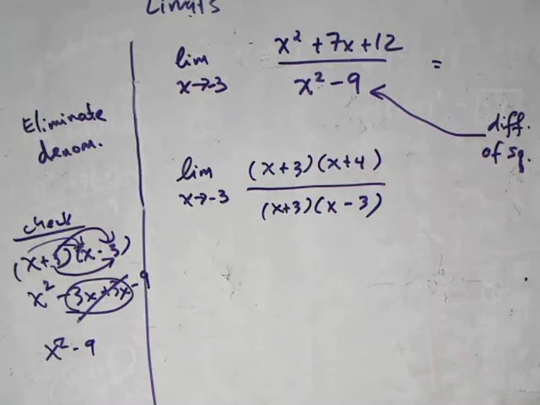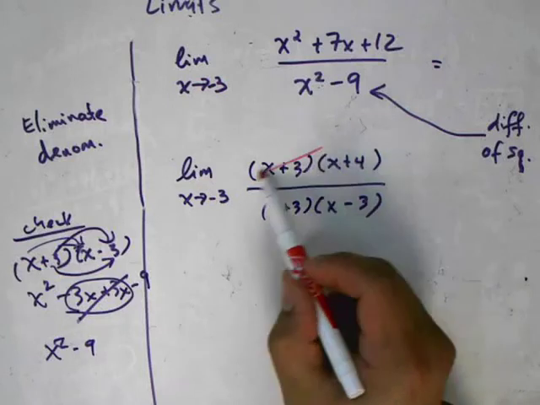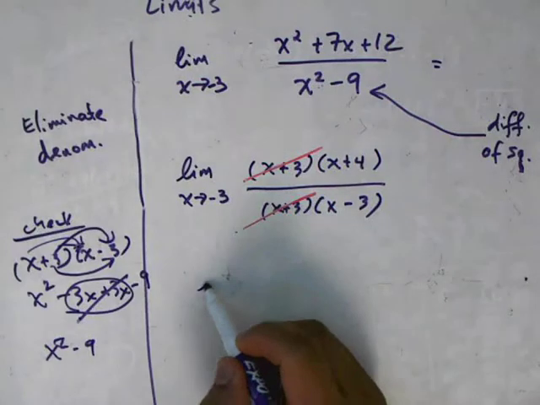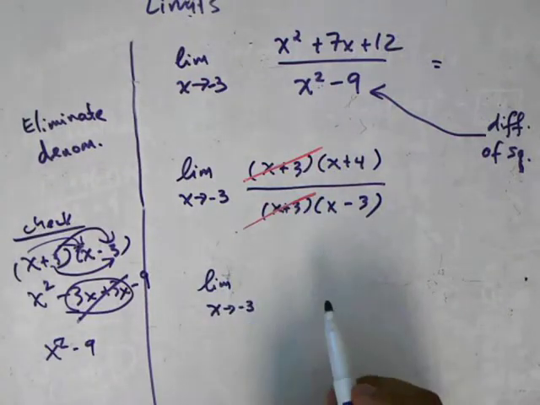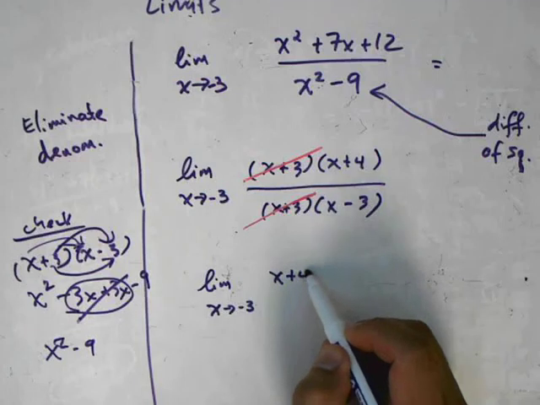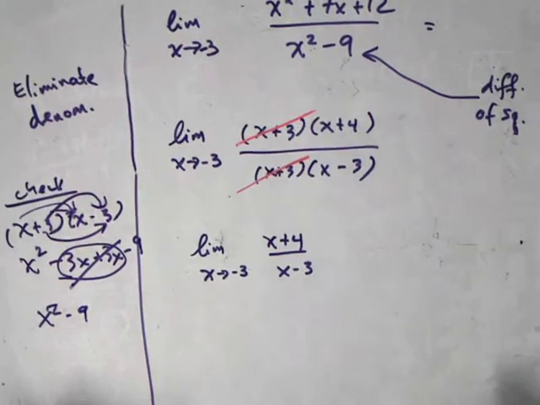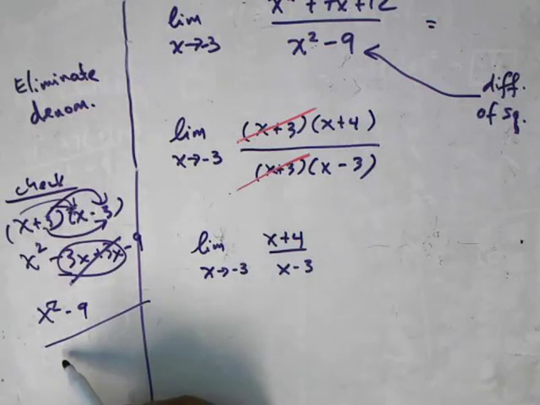Now, what's really nice about this is you have x plus 3 on the top, x plus 3 on the bottom, and this will cancel. And now that that goes away, we have the limit as x approaches negative 3 of x plus 4 over x minus 3. Now we can try direct substitution. Once we eliminated the denominator, now we can do direct substitution again.